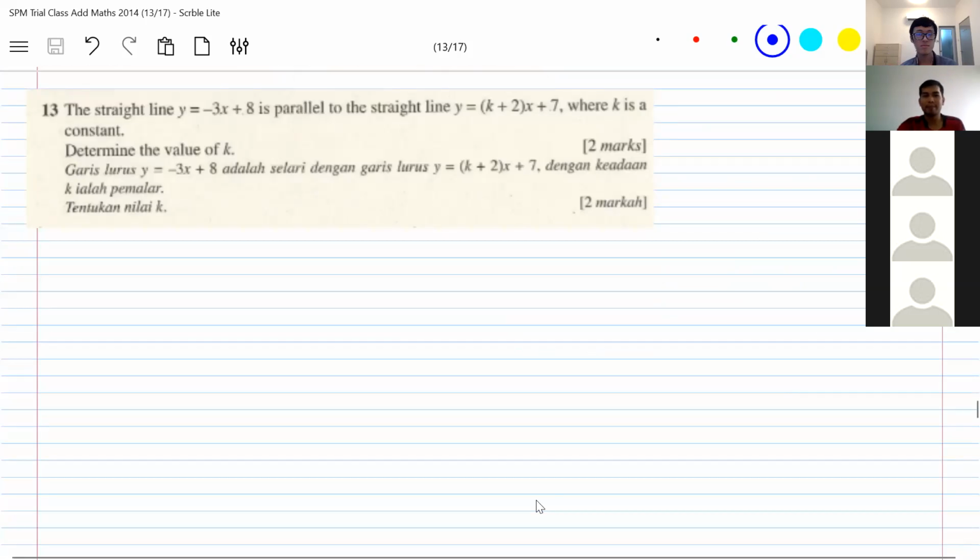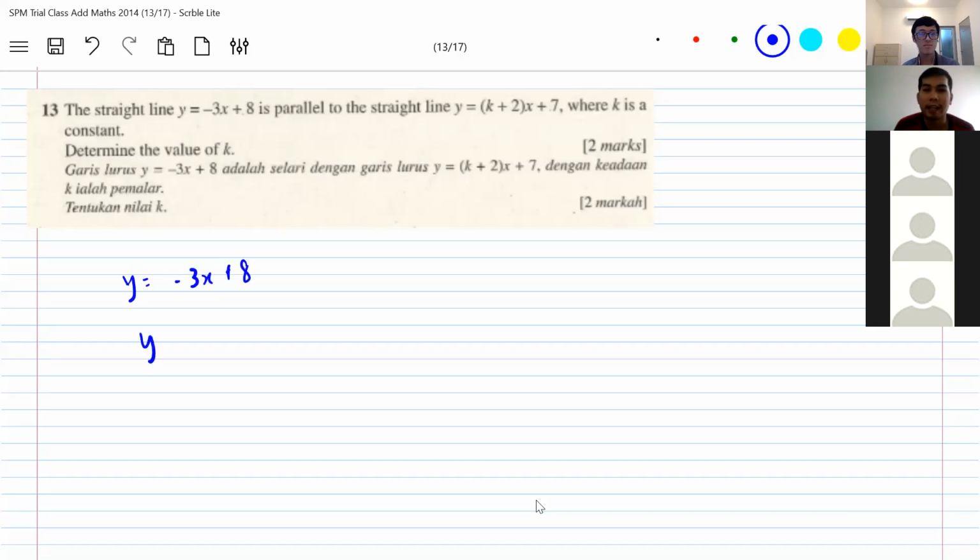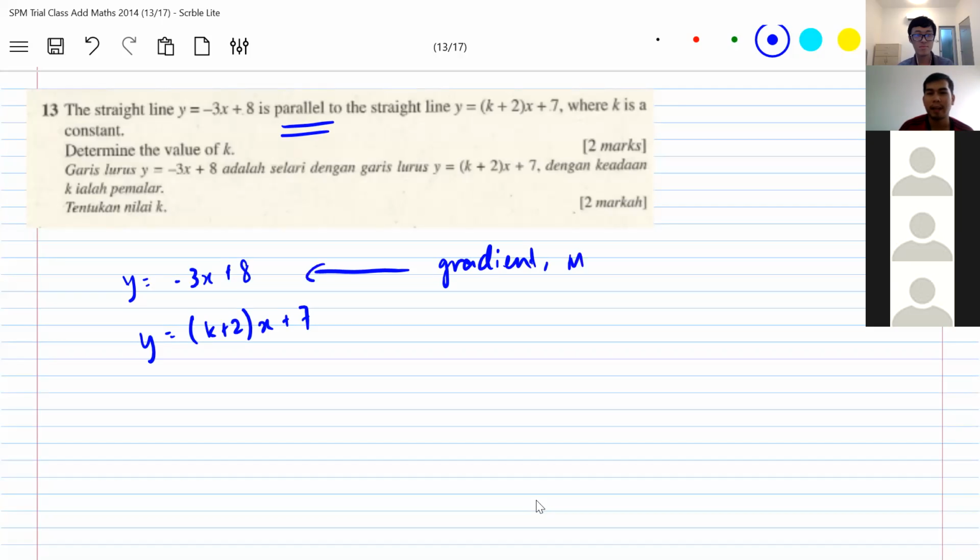Is the second question, straight line. This is a relatively simple question where they give you 2 straight lines, right? Y is equals to minus 3x plus 8, and the other straight line is y equals to k plus 2, x plus 7. All right. So this is again some more of a comparing coefficient. The keyword here is parallel. Okay, parallel means the gradient m for the first equation, gradient m1, if they are parallel to the second line, therefore gradient should be equal. M1 is equals to M2.